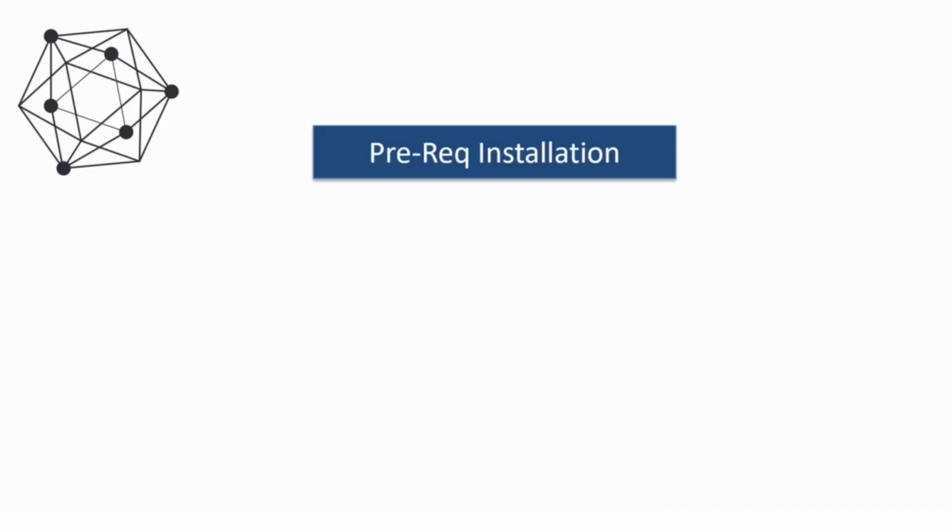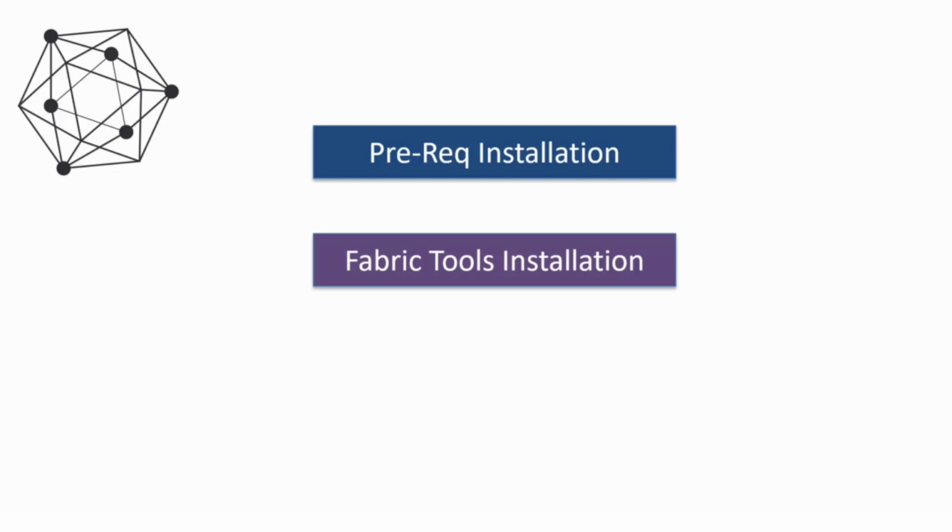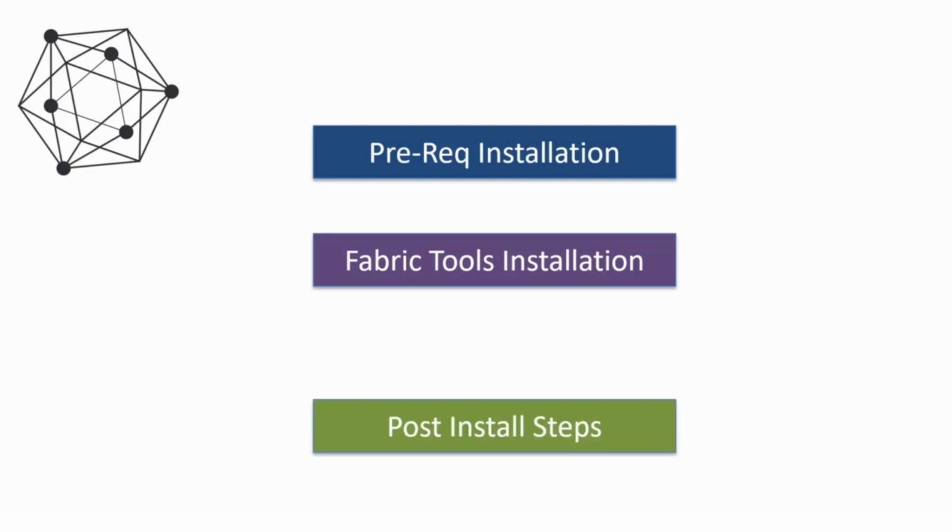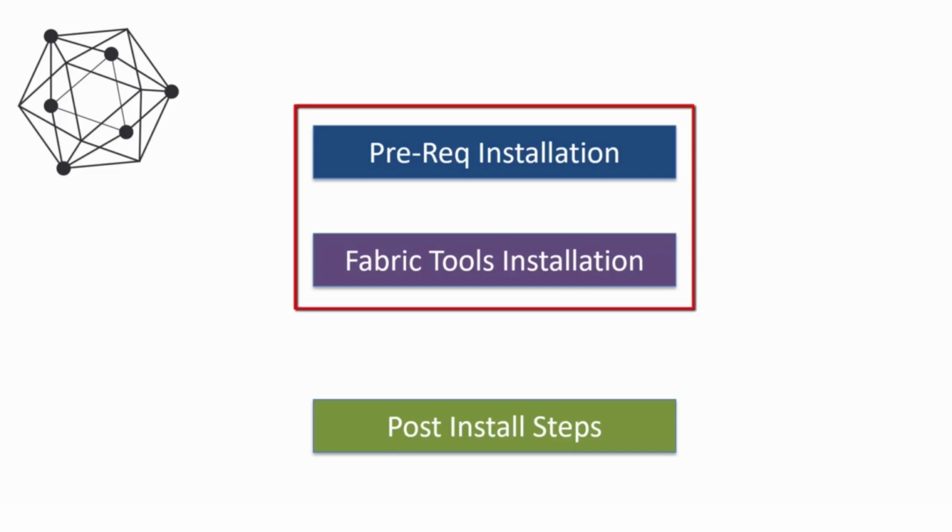Hyperledger Fabric installation on the virtual machine will require us to execute 3 tasks. The first task is the prereq installation, second task is the Fabric tools installation, and the third task is the set of post-install steps that we need to execute. In this lecture, I'll show you how to carry out the prerequisite installation and Fabric tool installation. The post-install steps I'll show you in the next lecture.